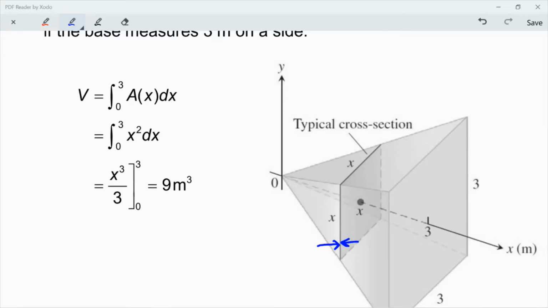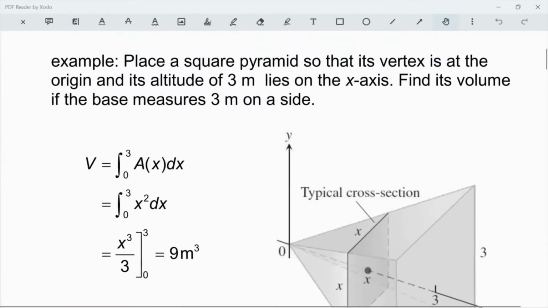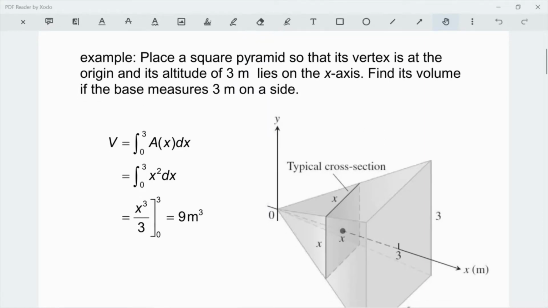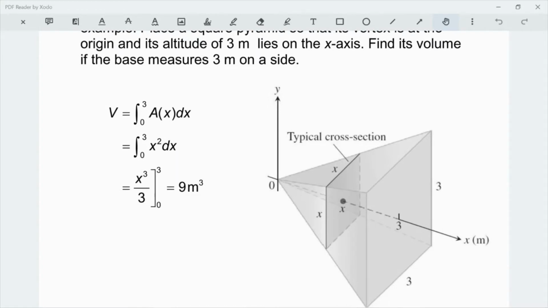So each one of these x squared times dx's is a small piece of volume, and then the integral adds them up. And you can see the integral solution itself is fairly simple. We just had to do an antiderivative and we get 9 meters cubed. Well, this is a figure that we actually knew how to find the volume of using a formula, right? The volume of a pyramid is 1/3 times the area of the base times the height. The base is a square that's 3 by 3, that would be 9. The height was 3, so 9 times 3 is 27. Take 1/3 of that, you're going to get 9.